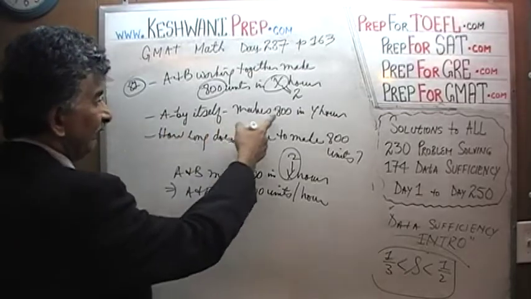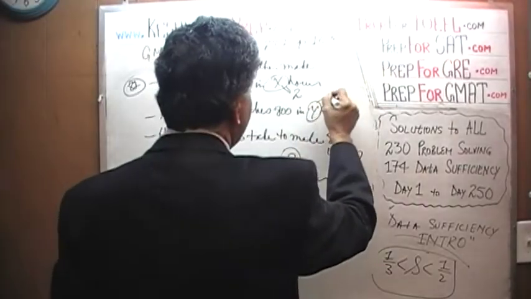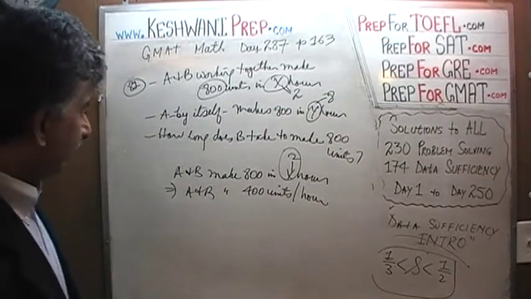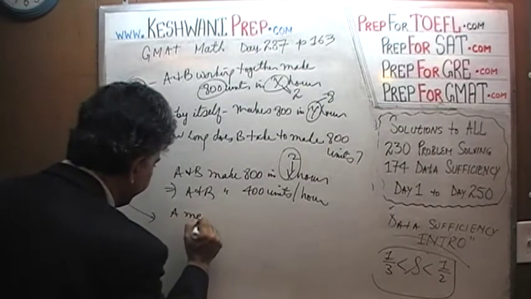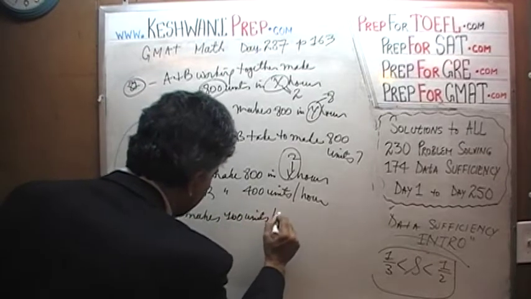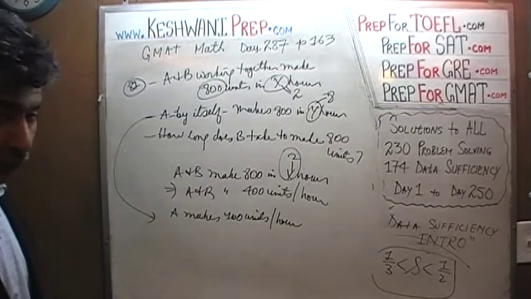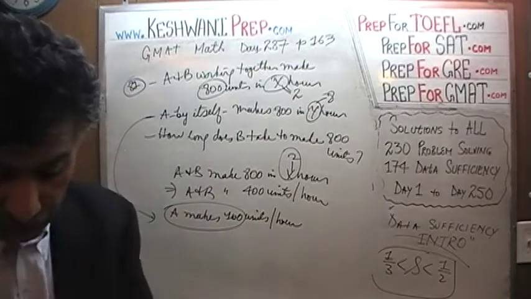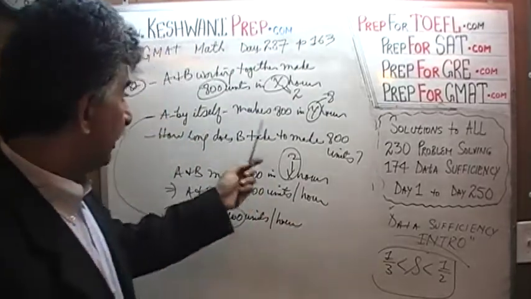by itself makes 800 in Y hours. Let's make up a nice number for Y. Let's make it 8. So this part tells us that A makes 100 units per hour. Listen, we're almost done. If A makes 100 units per hour, now why does A make 100 units per hour? Because that's how we chose our numbers.